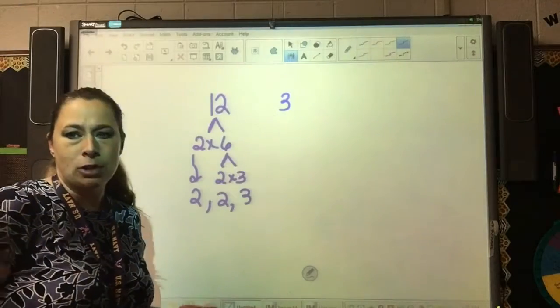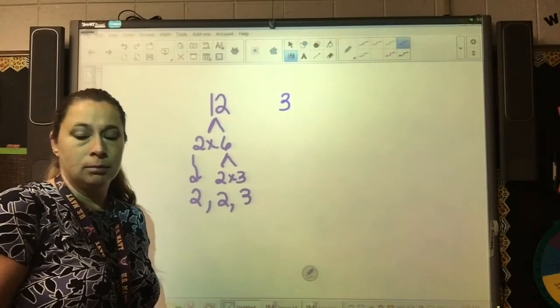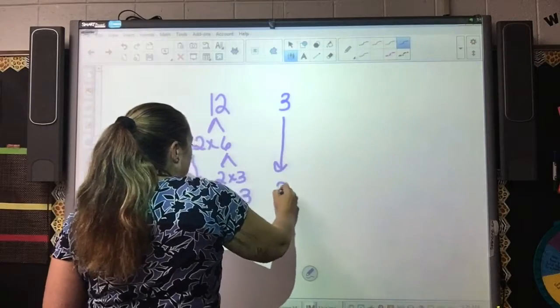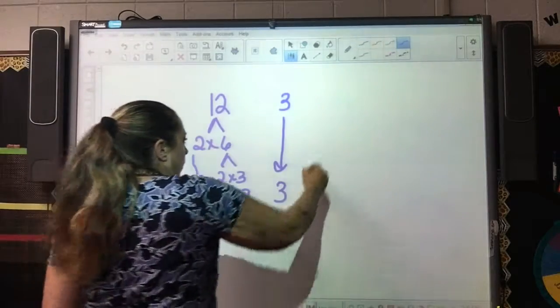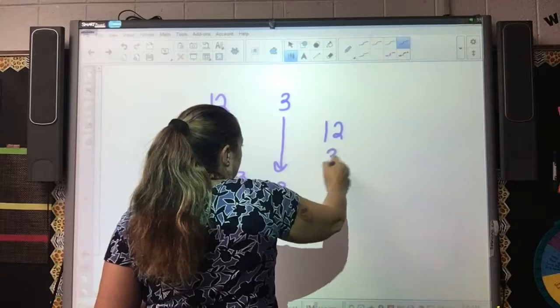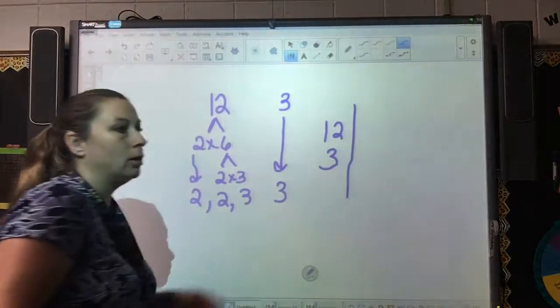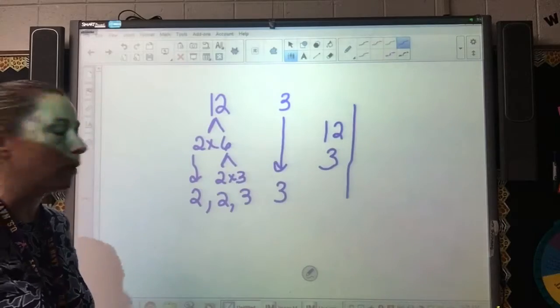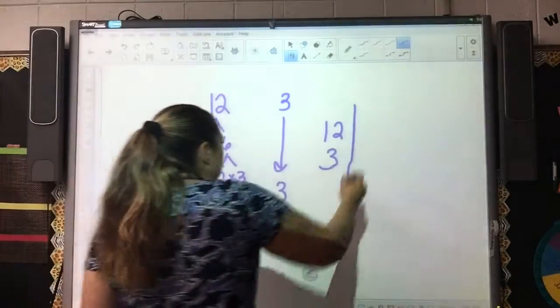And 3, do we really have to do anything with 3? No, because it's already prime. So prime gets a free ride to the bottom. He has his own factor. All right, we line them up. I always put that line there just so that I know not to multiply 12 and 3 or bring those down, okay? So 12 has 2, 2, and 3.